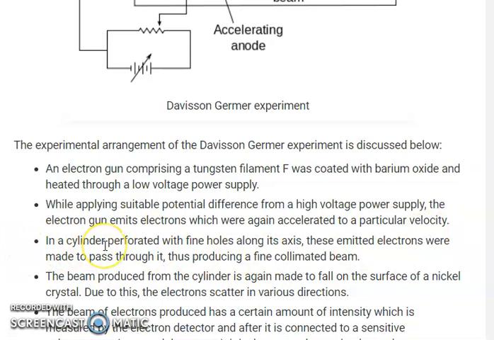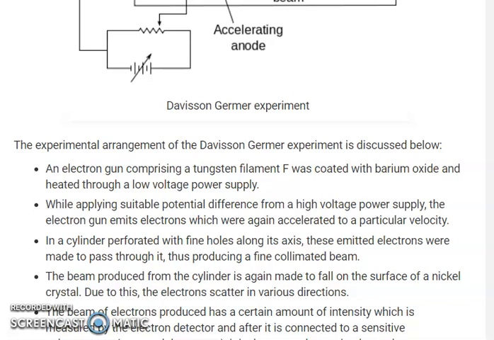In a cylinder perforated with fine holes along the axis, these emitted electrons were made to pass through it, thus producing a fine collimated beam. The beam produced from the cylinder is made to fall on the surface of a nickel crystal. Due to this, the electrons are scattered in various directions.